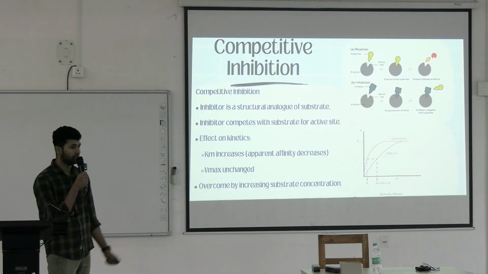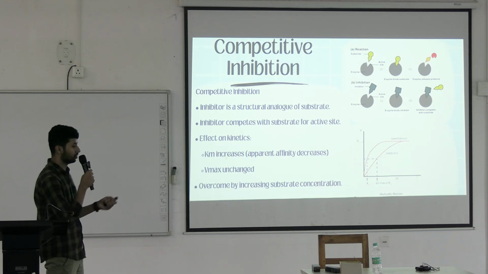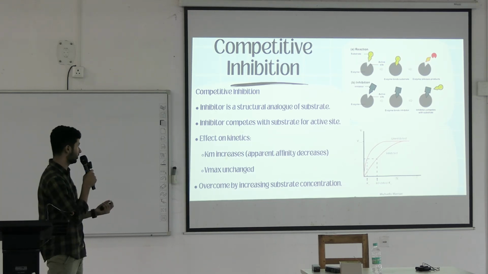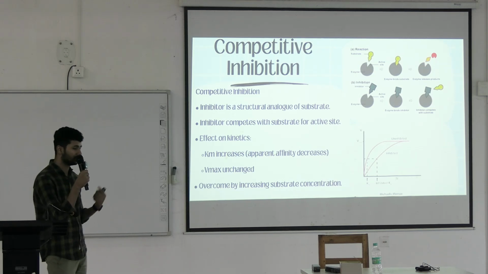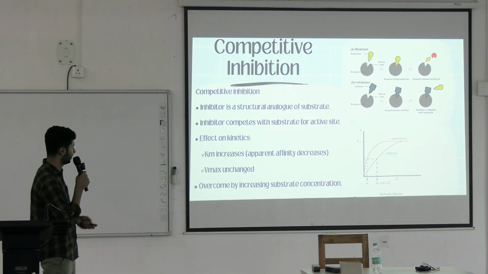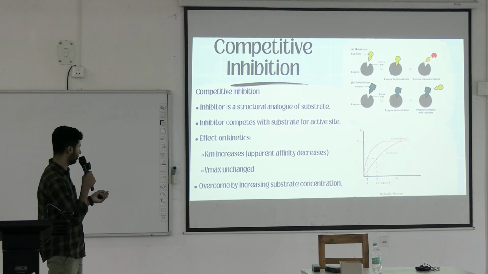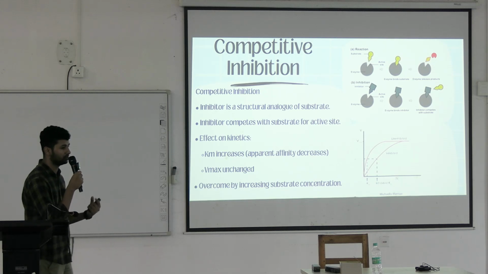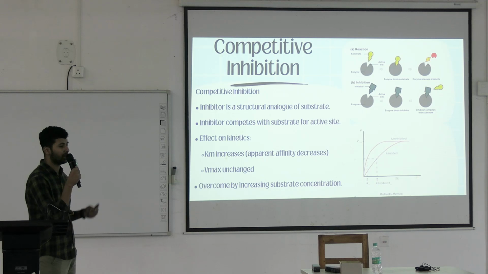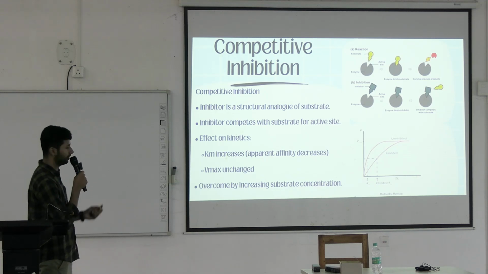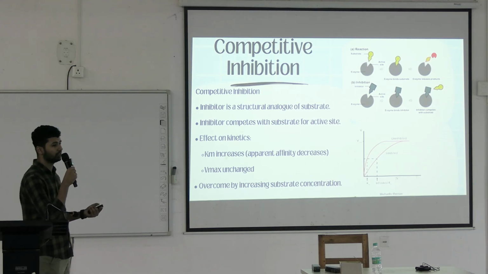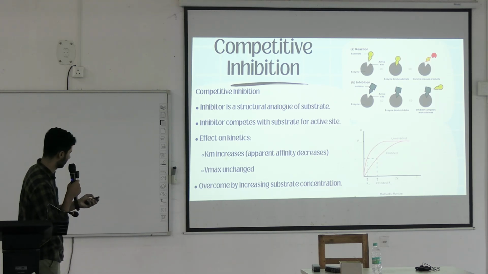What is competitive inhibition? In competitive inhibition, the inhibitor is a structural analog of the substrate, and the inhibitor competes with the substrate for the active site, so the 3D structure itself is similar. In kinetics, the Km increases and the Vmax is unchanged. More substrate concentration is needed to reach half the maximum velocity of the enzyme, but the Vmax is unchanged because with enough substrate concentration, the substrate would outcompete the effect of the inhibitor.